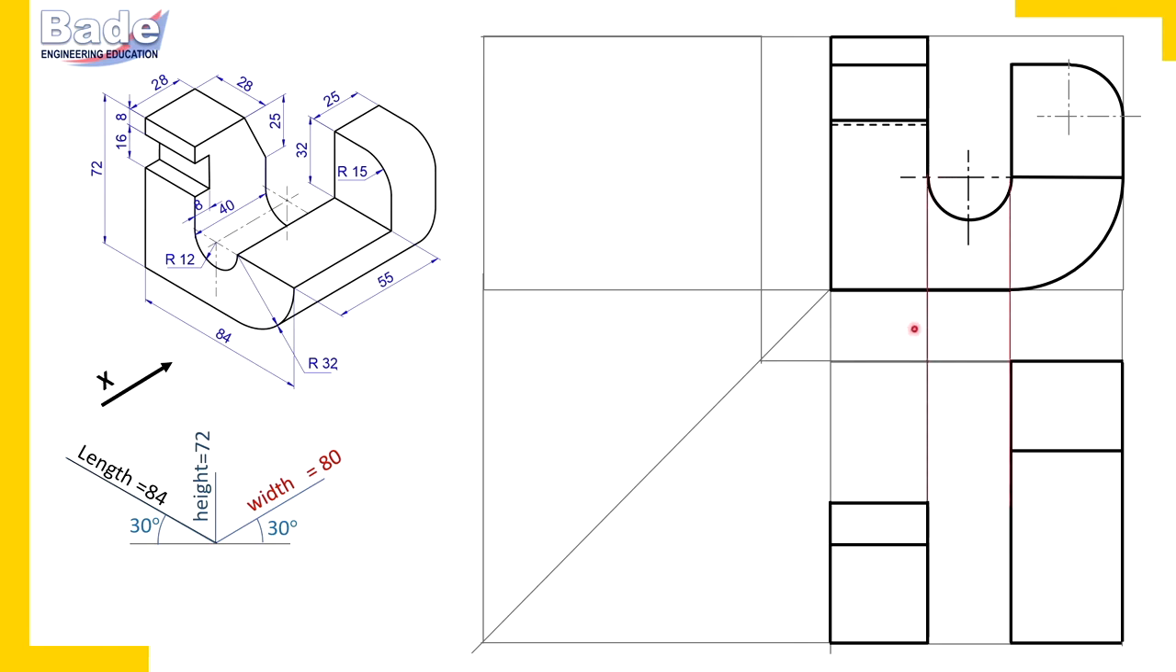So draw end projectors. Between these end projectors, we are going to draw that semicircular surface as a rectangle here. But the semicircular surface is parallel to the width dimension, 40 millimeters. So measure 40 millimeters from front, parallel to width. And this is how we have completed the rectangle.